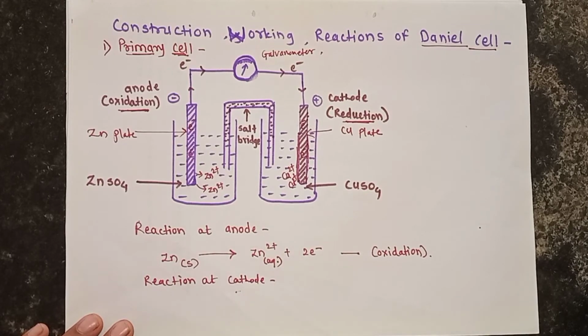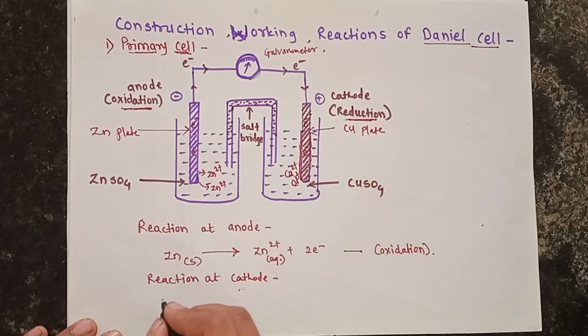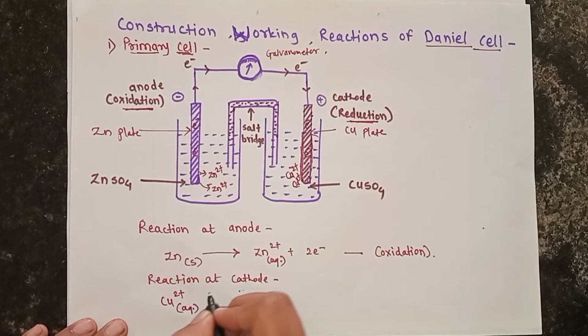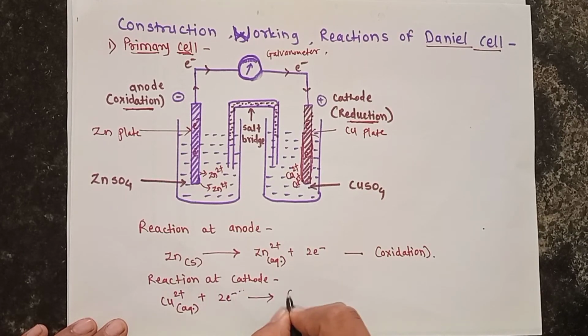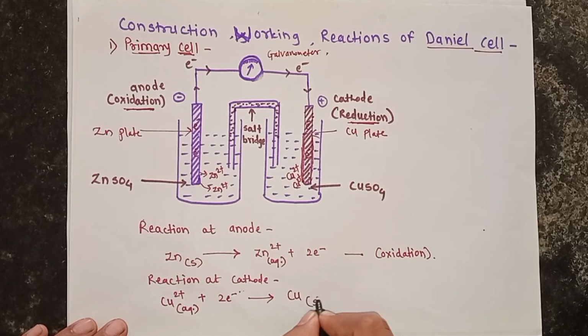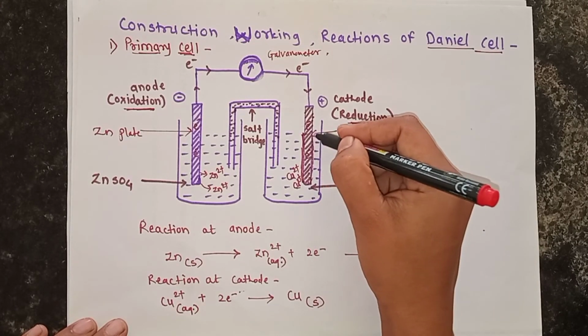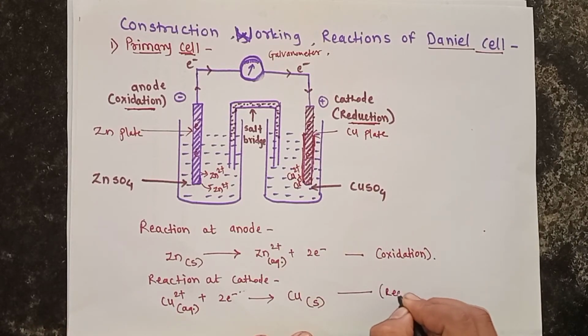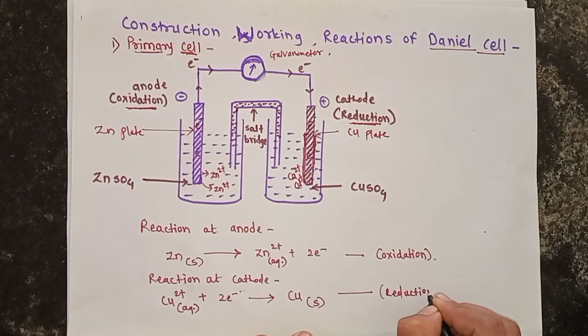The reaction at the cathode is that Cu2+ ions are present in the solution. These Cu2+ ions accept the electrons transferred from the zinc plate to form solid copper, and this solid copper gets deposited at the cathode. That's why gain of electrons is carried out, and the reduction reaction takes place at the cathode.